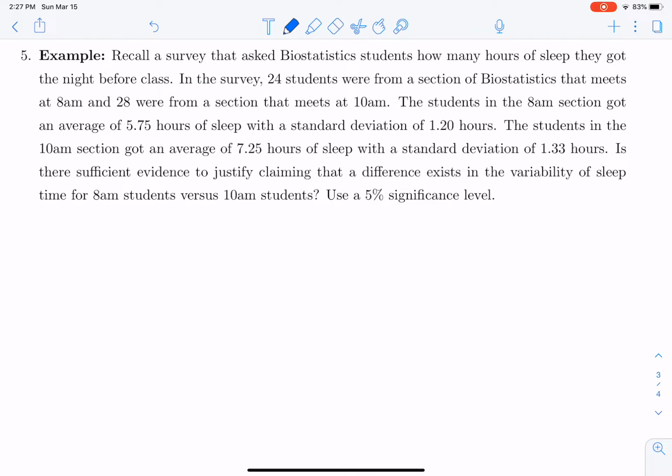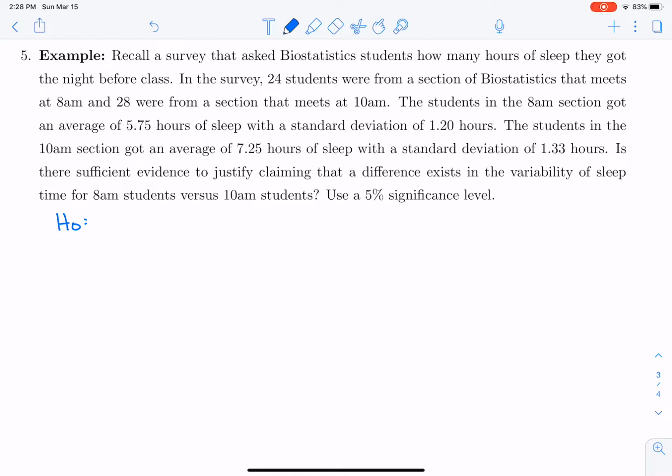The 8 a.m. section got an average of 5.75 hours of sleep with a standard deviation of 1.2 hours, and the students in the 10 a.m. section got an average of 7.25 hours of sleep with a standard deviation of 1.33 hours. Is there sufficient evidence to justify claiming that a difference exists in the variability of sleep time for 8 a.m. students versus 10 a.m. students?